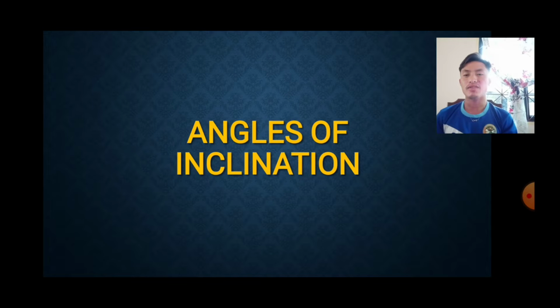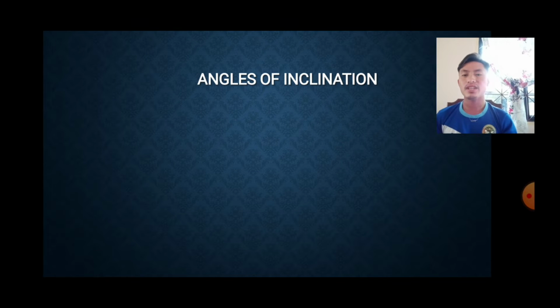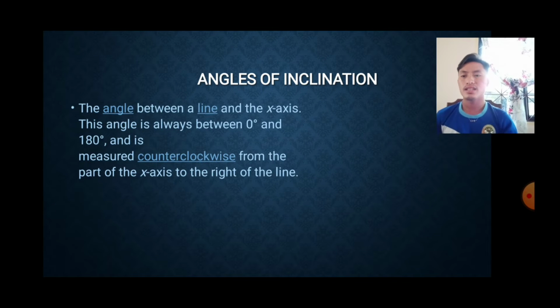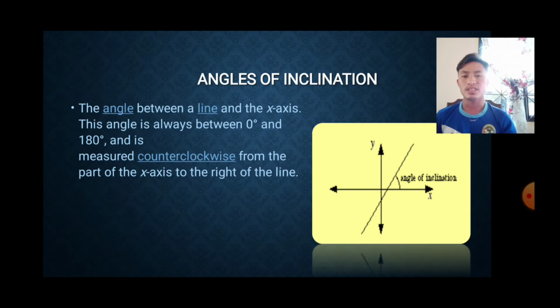Now, our topic for today is about angles of inclination. The angle between a line and the x-axis, this angle is always between 0 degrees and 180 degrees and is measured counterclockwise from the part of the x-axis to the right of the line. So this is the graph of the angle of inclination.